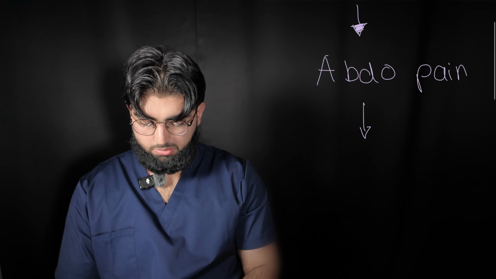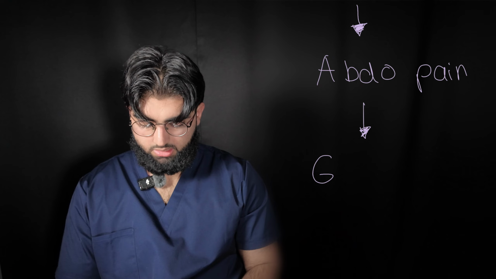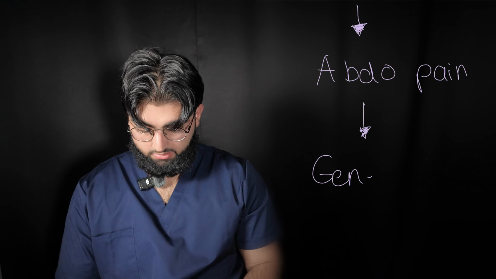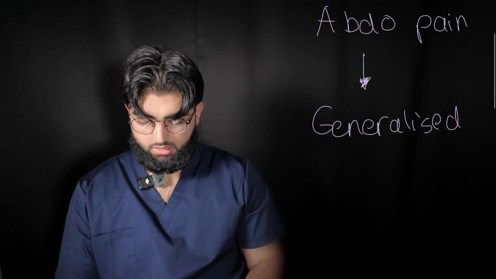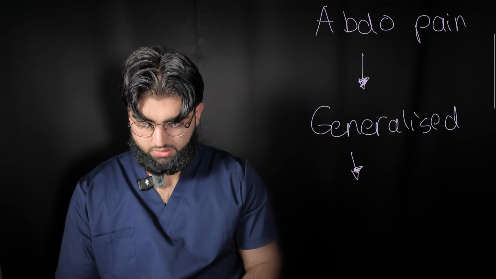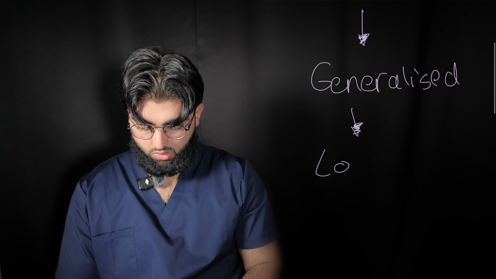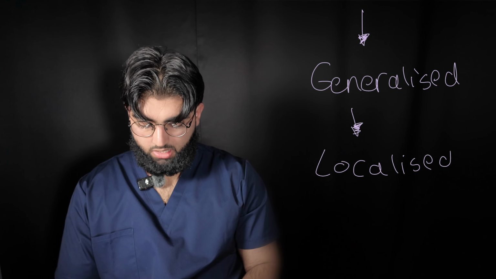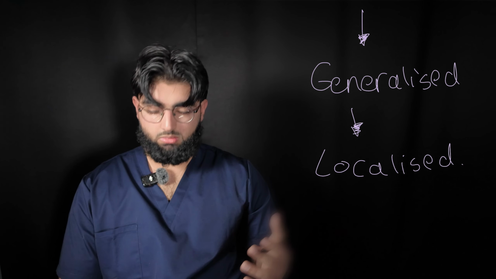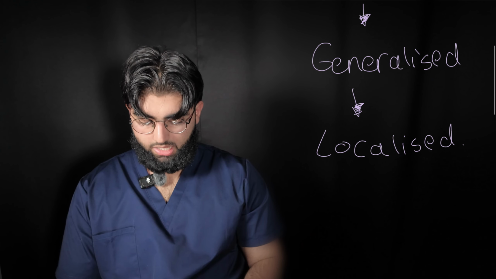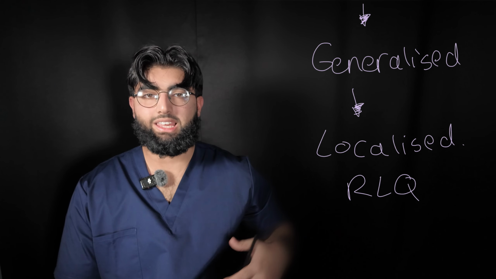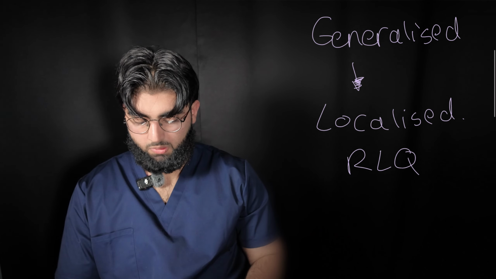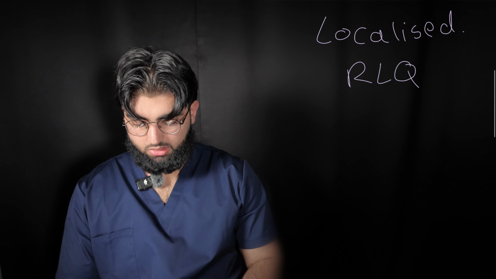So, the abdominal pain in appendicitis typically starts as a very generalized pain, okay? And as the condition progresses, it becomes a very localized pain. And you'll be wondering, where is this pain actually being localized to? It localizes into the right lower quadrant, so the right iliac fossa. Okay, now let's just visualize this quickly.